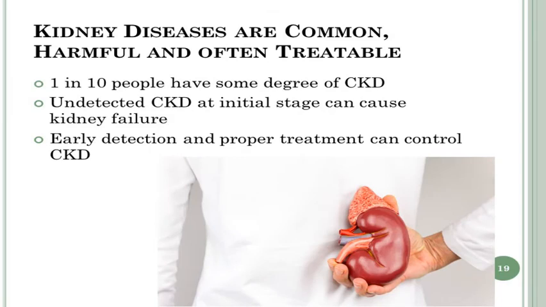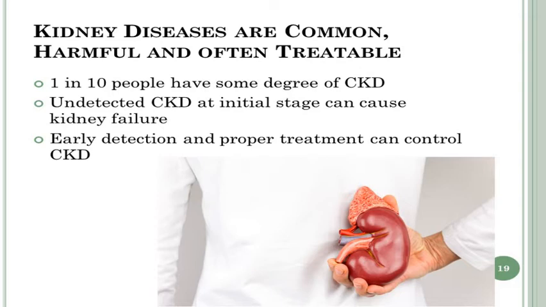Kidney diseases are common, harmful, and often treatable. So what do we mean by common? Between 8 to 10% of the adult population have some form of kidney damage, and every year millions die prematurely of complications related to chronic kidney disease.